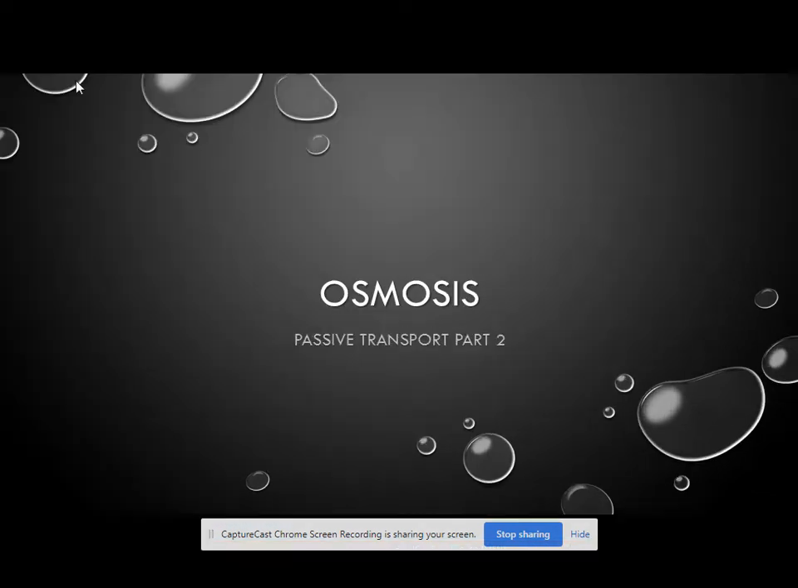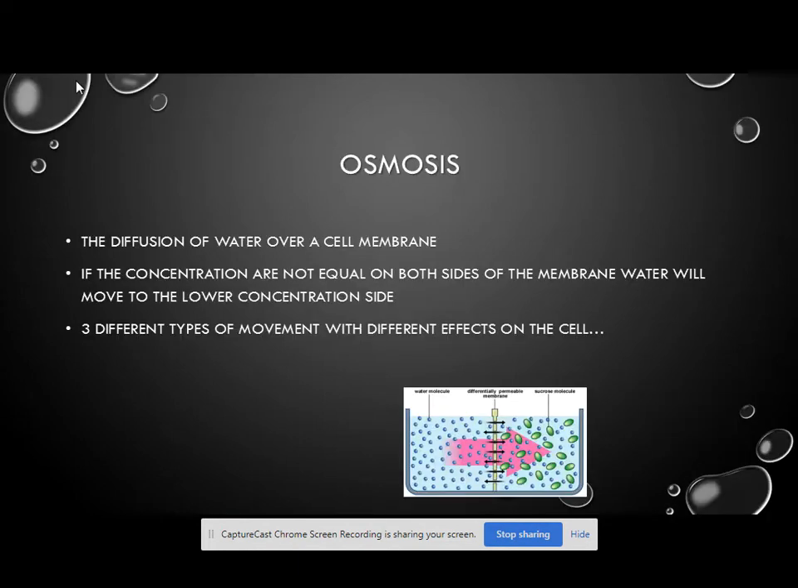All right, so here's osmosis, and it is part of passive transport. This is the second part. The first part, we focused more on diffusion, Brownian motion, concentration gradient, those vocab. Remember, passive does not require any form of energy.